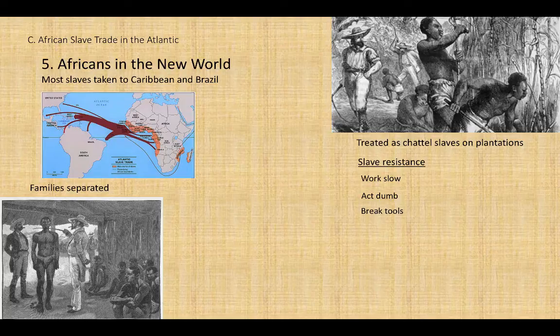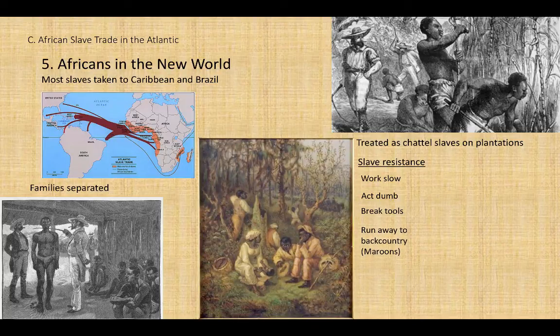Next, to break tools. When your owner's not looking, you break the axle on the cart, somehow your tool gets lost or broken, and you can't work that day. And so all of these are kind of under the surface ways of rebelling against your owner, so you don't have as much work to do that he wants you to do in that day.